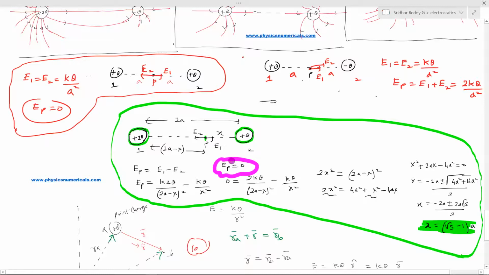Getting this one? There's a condition. Then EP is equal to 0. Let me substitute, and I'll solve for X. I'll expand this, and I'll get a quadratic equation.